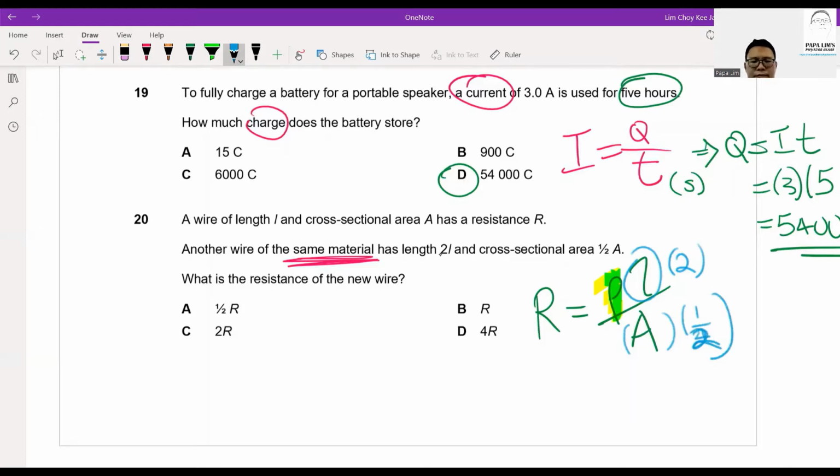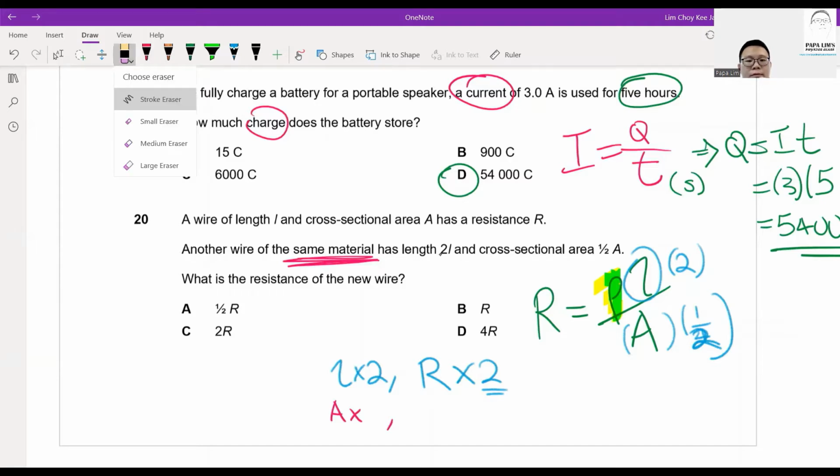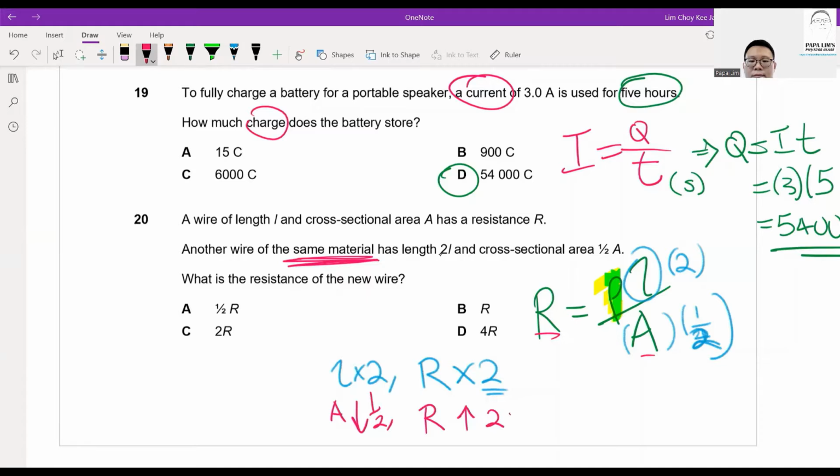So if the length increases by 2 times, the resistance will increase by 2 times because they are proportional. Secondly, the area is reduced by half. Remember, area is inverse: the smaller the area, the bigger the resistance. It means the resistance will increase by another 2 times. So the first time, the length increased by 2 times, then because of the area, the resistance increased by another 2 times. So 2 times 2, you'll find that the resistance of the wire increases by 4 times.